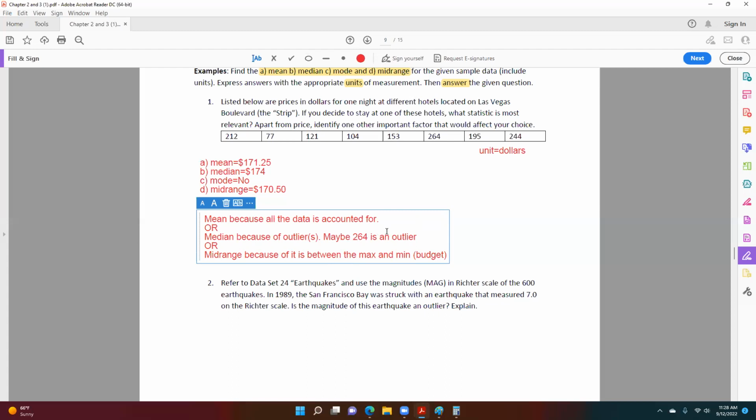So again, class, to answer these kinds of questions, there is no right or wrong. You can pick one of those, mean, median, or mid-range, but make sure you support your answer for why you pick this.